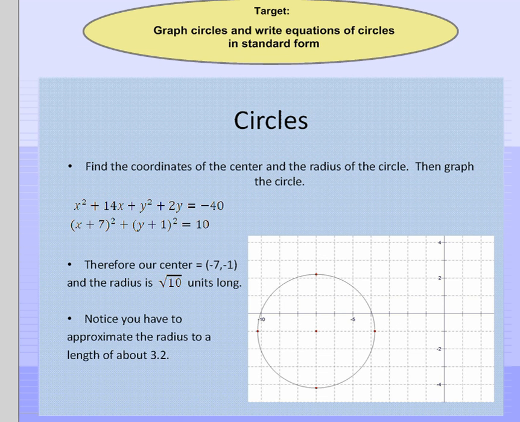So to graph this, we can easily graph our (-7, -1) center, but the square root of 10 is not something we can get exactly, so we will have an approximation here. The square root of 10 is about 3.2 units away, so we approximate about 3.2 units in our four directions, up, down, right, and left, and then draw our circle around those points.